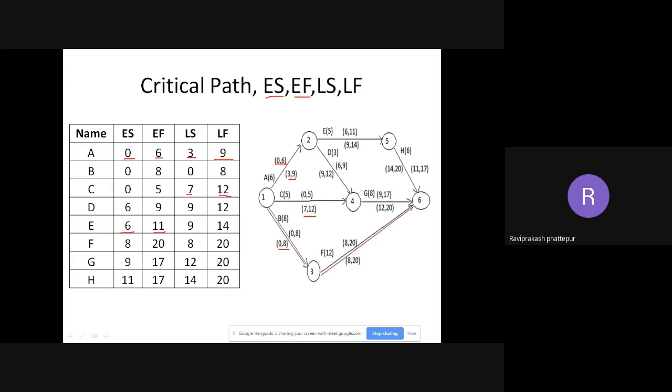Okay, next coming to F. F again 8 comma 20. F is 8 comma 20. So similarly for all you need to write. So this is the table. Only till they asked here, till here.